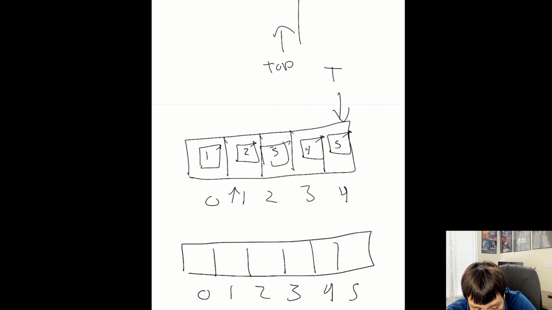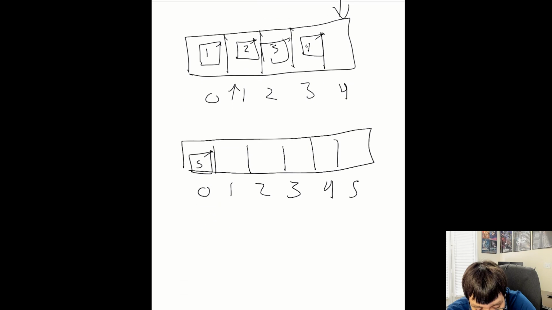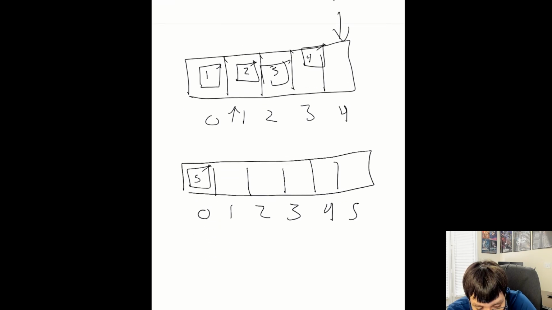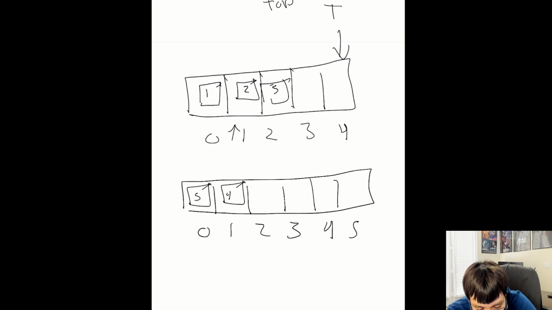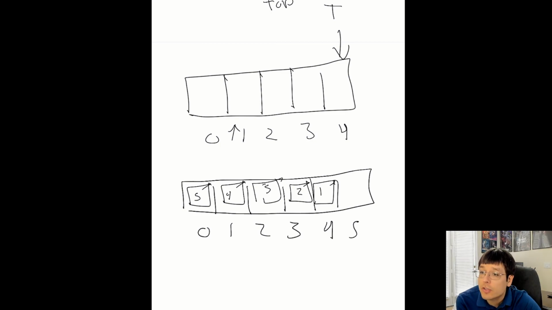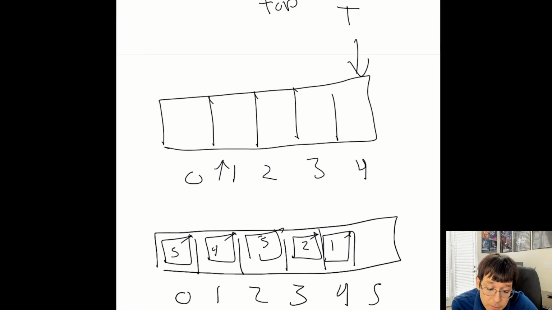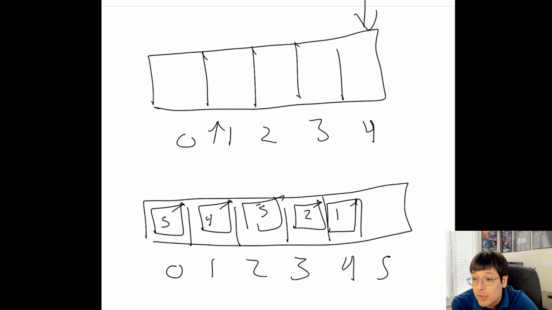I'm going to pop, so it's going to pop the one at the top, push it into the new one, pop the next one, push it into the new one, pop, push, pop, push, pop, push. Look at that. It's reversed. So I guess that's one usage of a stack. If you want to just reverse things, you can using a stack.